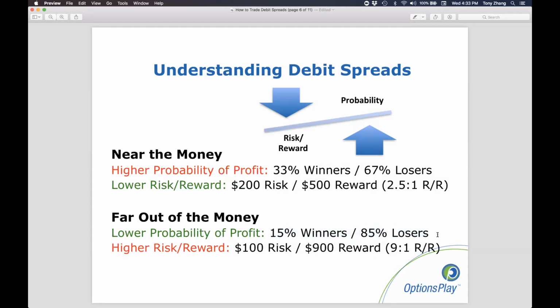So there's this trade-off between probability and risk to reward. And what you're really looking for is not necessarily just high probability or good risk to reward. You want to find a balance between these two. So where do you find that balance? That's really what we're trying to help convey.